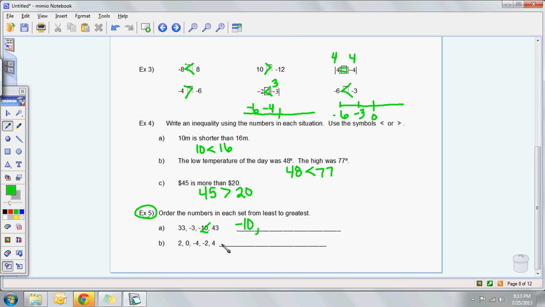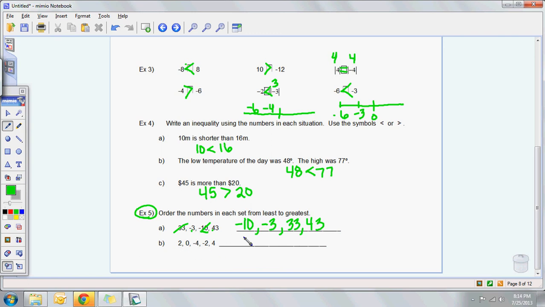I'm going to cross them out as I go. The next smallest is going to be -3. Next on the number line would be 33. And then last would be 43. So if you need to, cross them out as you go. So smallest number, biggest number.